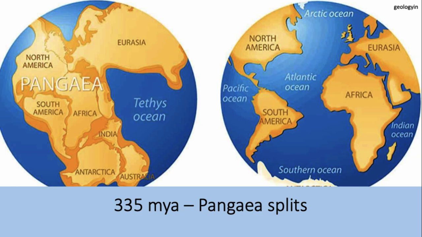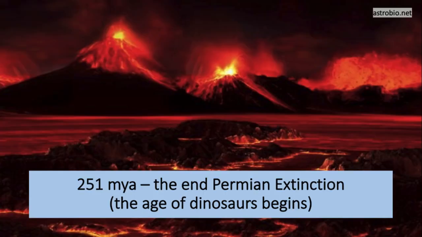335 million years ago is when Pangaea split. Pangaea wasn't the first supercontinent, but it was the most recent supercontinent, and it's the supercontinent we talk about the most. 335 MYA, millions of years ago, Pangaea splits.